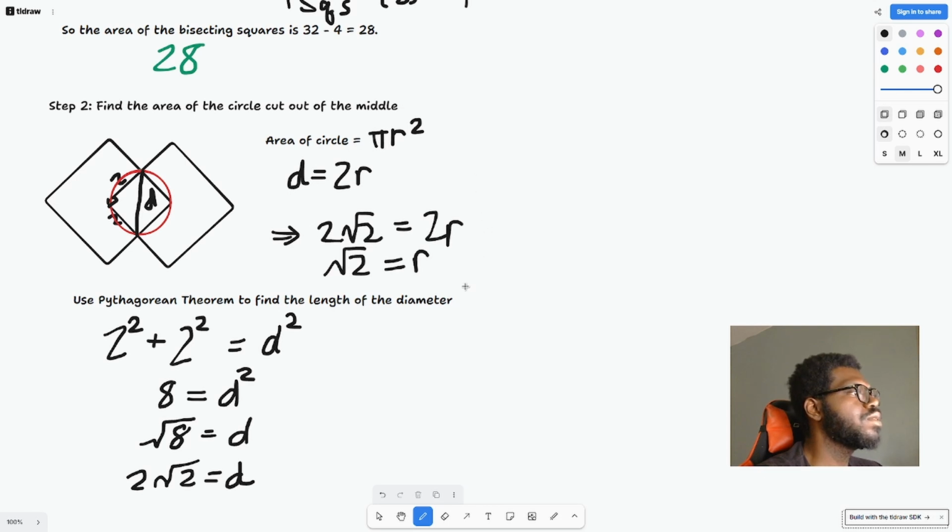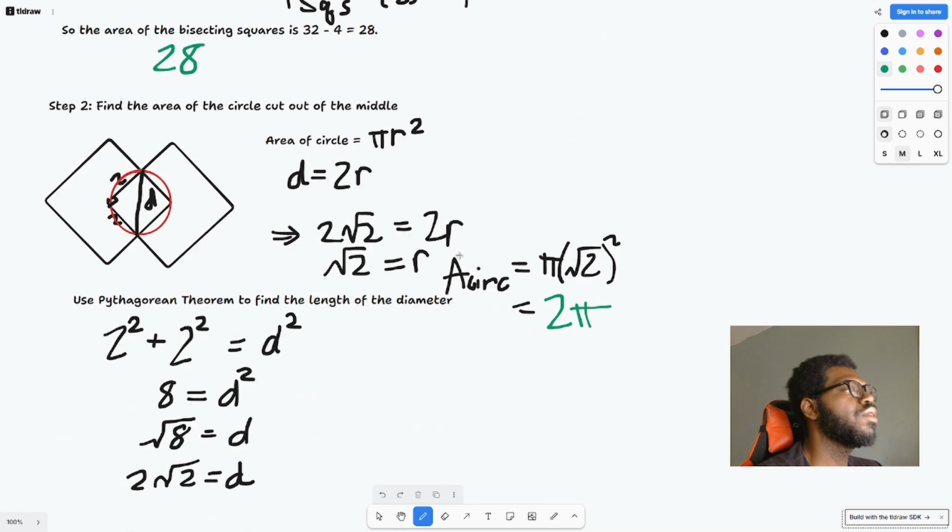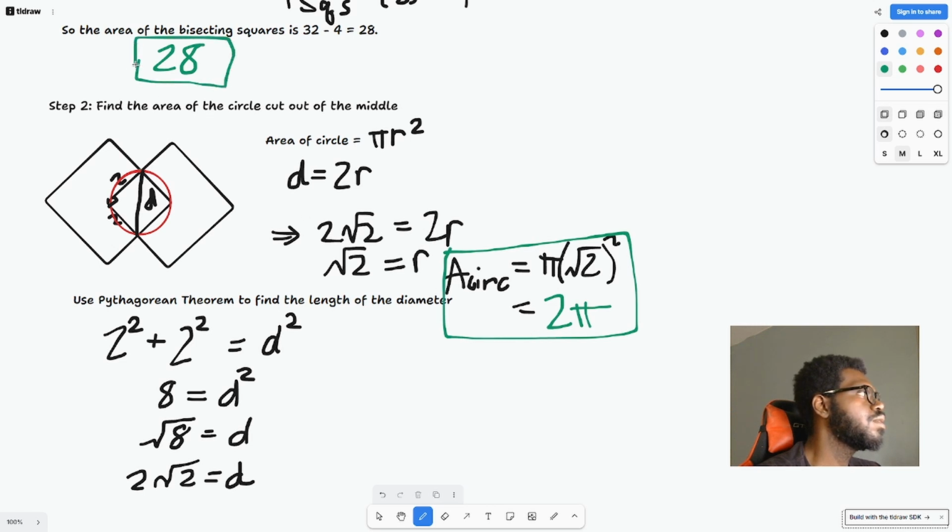The area of the circle is going to be pi times the square root of 2 squared, which is the same as 2 pi. This is the area of the circle, 2 pi. I'll also write this in green. Okay, so the area of the circle is 2 pi. Put this in a little green square. And same thing with this answer.